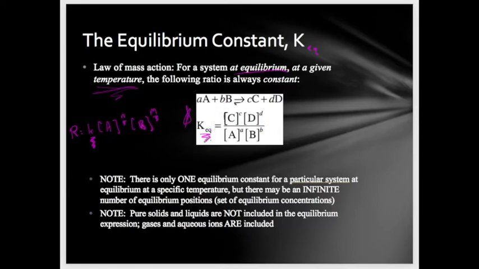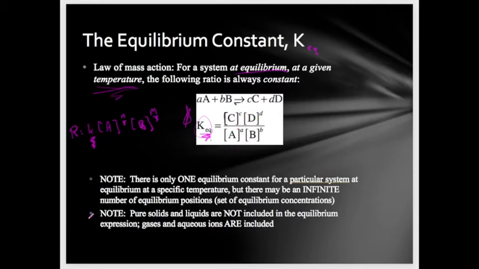I want to note something real quick. There is only one equilibrium constant for a particular system at equilibrium at a specific temperature, but we could get an infinite number of concentrations. In other words, if your equilibrium constant is like a 2 or something like that, there's an infinite way that we can multiply stuff here and divide by stuff to get a 2. Does that make sense? So one equilibrium constant can have multiple concentrations here.